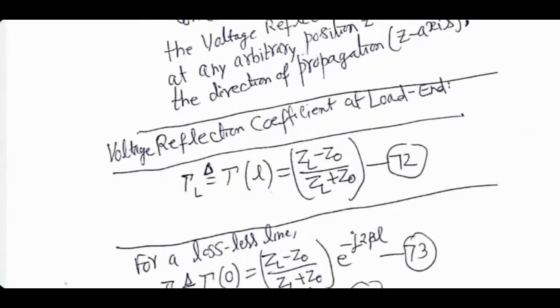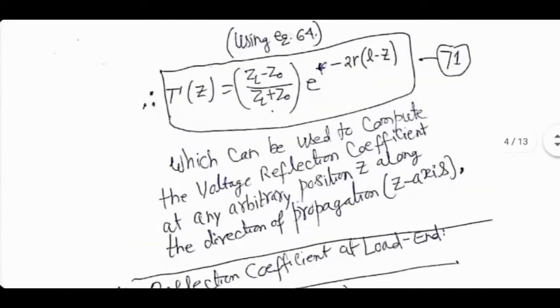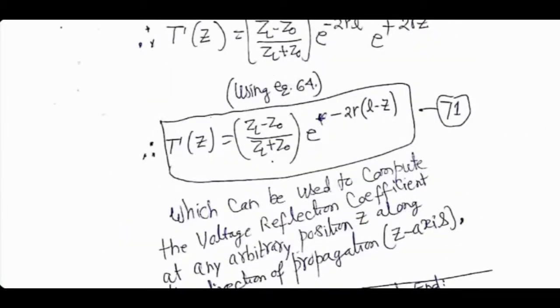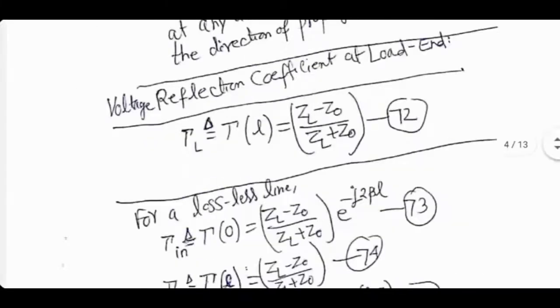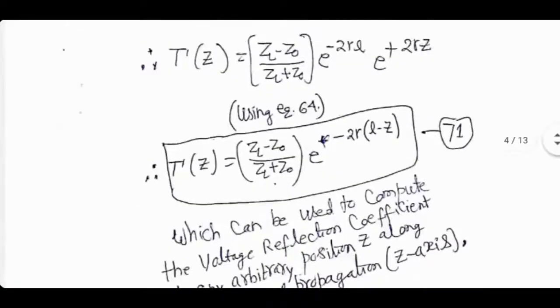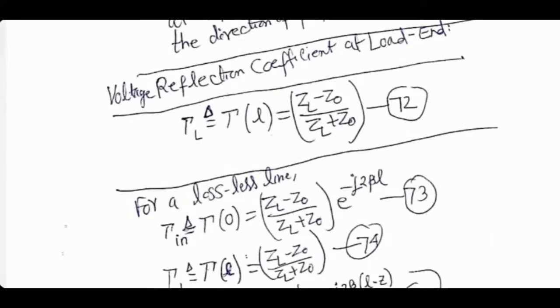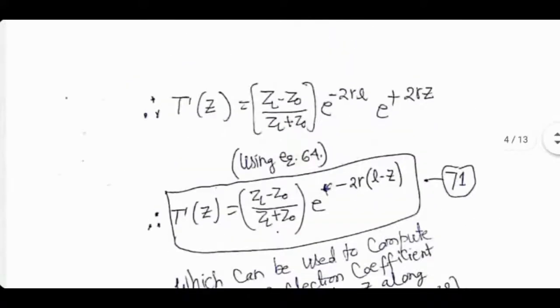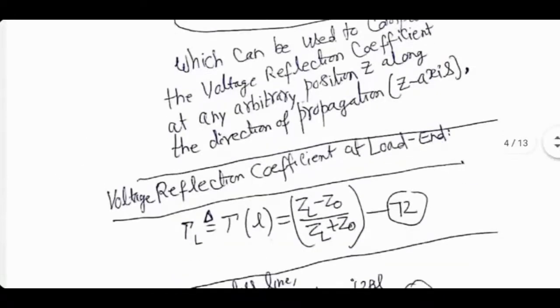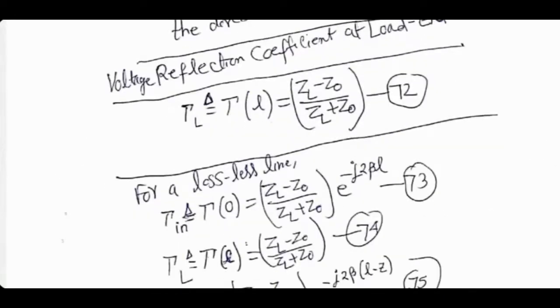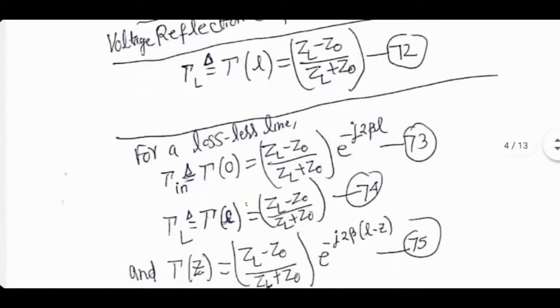The load end will see small z equal to L, small z equal to small l. So at the load end, if I call the reflection coefficient as tau with a suffix capital L, you can see that e to the power minus 2 gamma (L minus z) disappears because small z is small l. So the load end reflection coefficient is simply ZL minus Z0 upon ZL plus Z0. But at other points in the line, it will have to be determined using equation 71. For a lossless line, the formulas simplify a little bit.